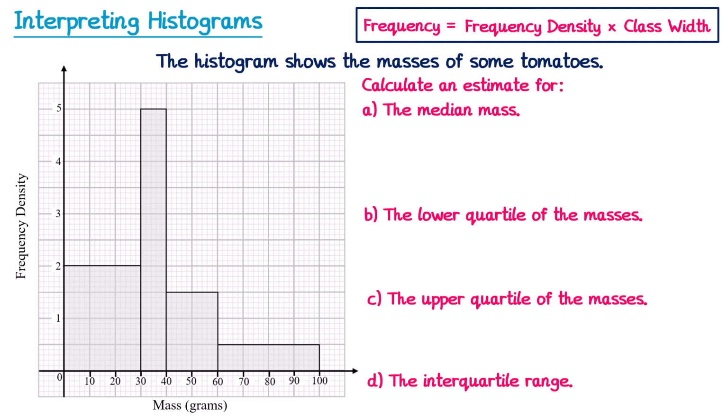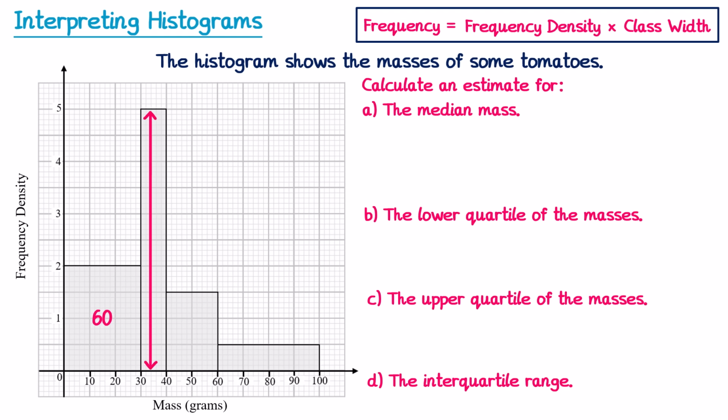Now, in order to answer these questions, we need to know all of the frequencies for each of these bars, so we're going to do that first. To find the frequencies, we're just going to multiply the frequency density by the class width, using the formula at the top. So for the first bar, the frequency density is 2, and the class width is 30. So we would do 2 times 30, that's 60.